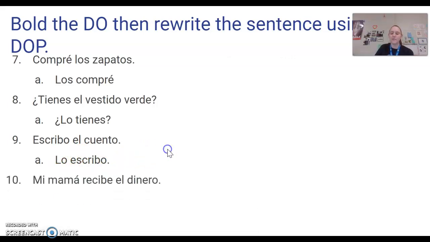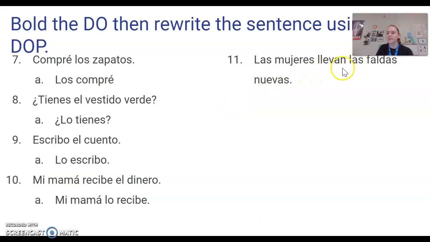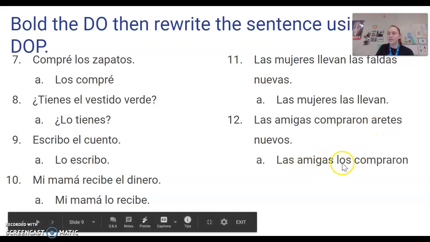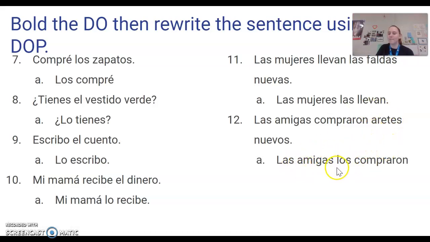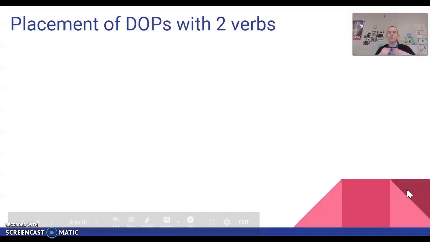Mamá recibe el dinero. Mi mamá lo recibe. She receives it. Las mujeres llevan las faldas nuevas. So, las faldas nuevas. Again, it's this whole phrase. Okay? Las mujeres las llevan. The women are wearing them. Las amigas compraron aretes nuevos. Los. Las amigas los compraron. The friends bought them. Llevo los dos abrigos. I wear the two coats. So this one, again, it's this whole phrase. Yo los llevo. Okay, so that is what a DOP looks like with one verb.